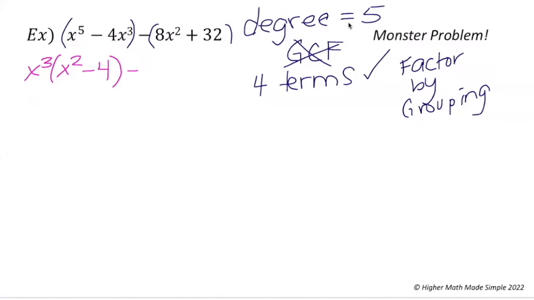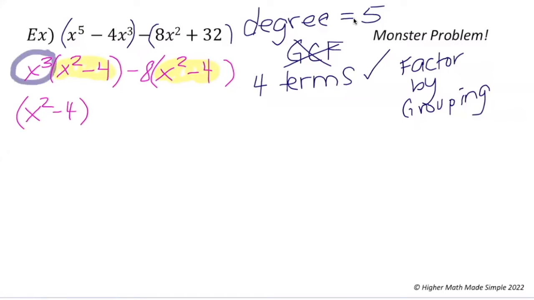We can actually just pull out a negative 8. If you pulled out a positive 8, you'll see that the expressions inside the parentheses don't match. That's how you'd know to try a negative 8. When you do that, you end up with matching expressions inside the parentheses, which indicates this is factorable by grouping. Now when we pull out an x squared minus 4 from each of the two terms, we are left with x to the third minus 8.